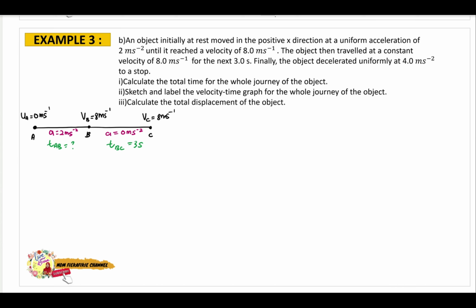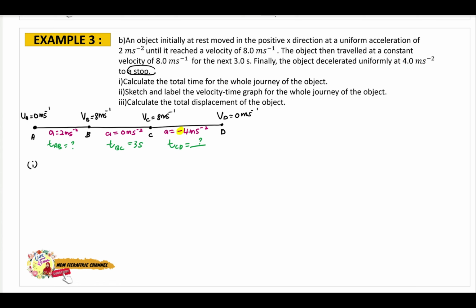Alright? And then finally, the object decelerated uniformly. From C to D, the object decelerated, which means the velocity decreases. A is equal to negative 4 meter per second squared. Negative is very important in this case because the object is decelerating. And how long from C to D? We don't know. But we know that at point D, the velocity is 0 since the object will stop at point D. So this is the information that we have.